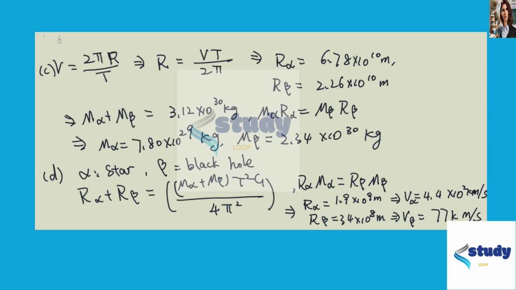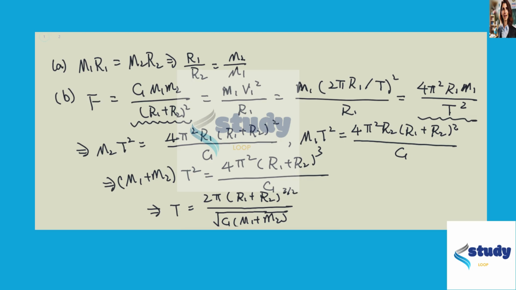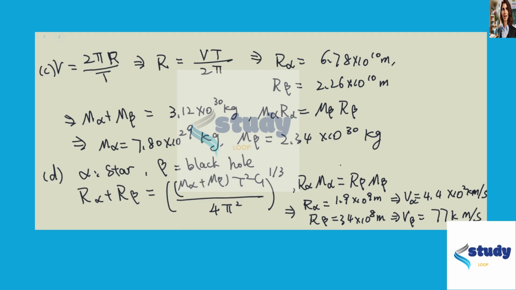Right, so here we missed the exponent 1/3 because we have a cube here. So this thing times G divided by 4 pi squared, and we take the cube root. From this equation we find the value of the distance between them.